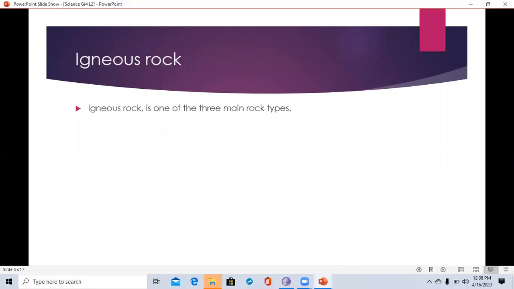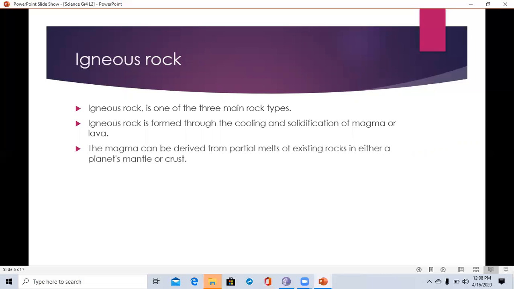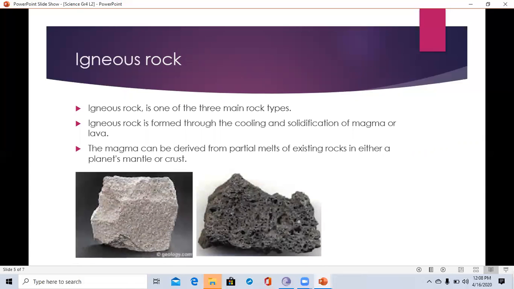So igneous rocks. Igneous rocks are one of the 3 main rock types. Igneous rocks are formed through the cooling and solidification of magma or lava. The magma can be derived from partial melts of existing rocks in either a planet's mantle or crust. So there are 2 types of igneous rocks. With these 2 igneous rocks, the one you can see cooled very quickly. This is magma that cooled very quickly, and this is the magma that cooled very slowly over time.